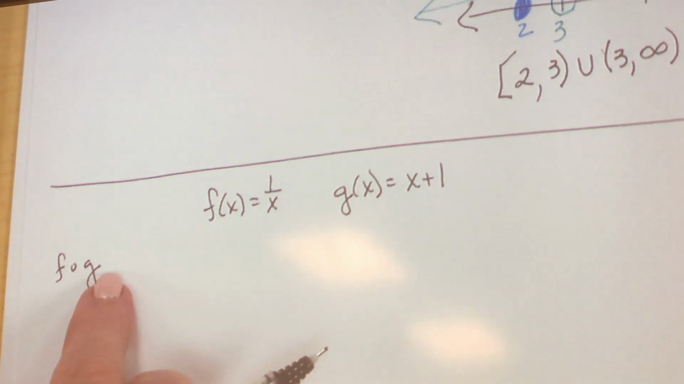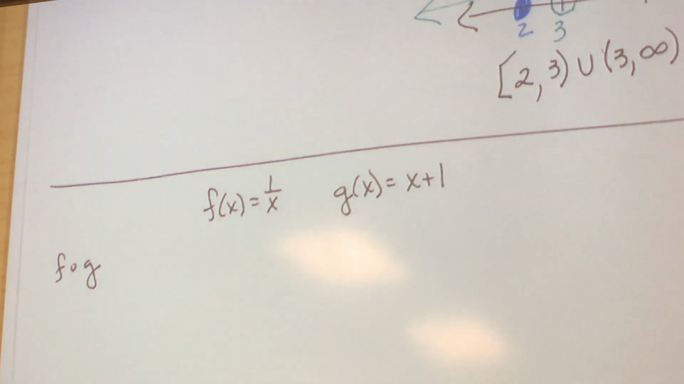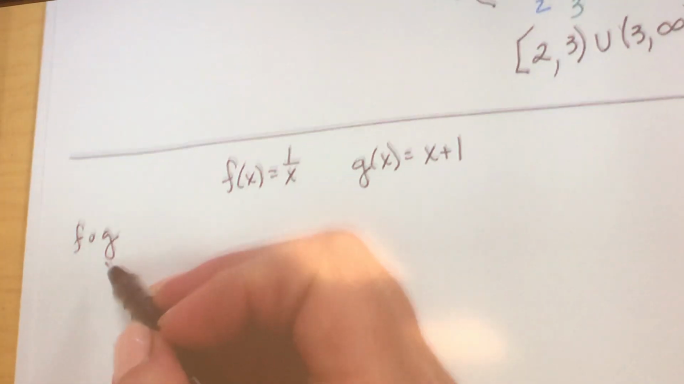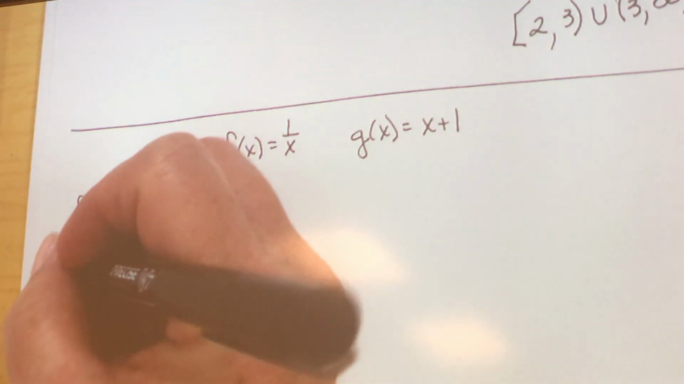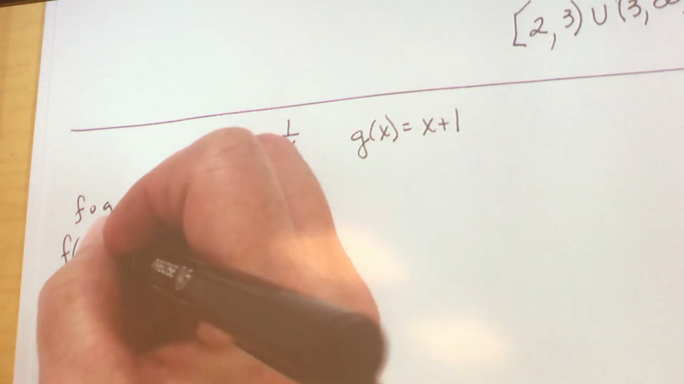F composite G. Is it always going to be F and G? No, it could be anything. They could call them anything, but a lot of times they call functions F and G. But it could be H and K, you've seen it, they could call anything they wanted to. All right? So, F composite G, I like to rewrite mine like this: F of G of X.